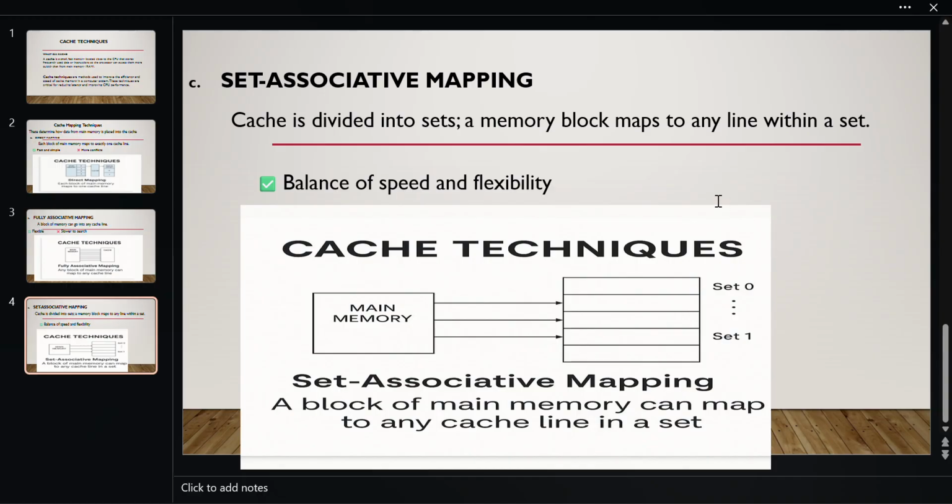This is all we will be talking about regarding cache techniques here.